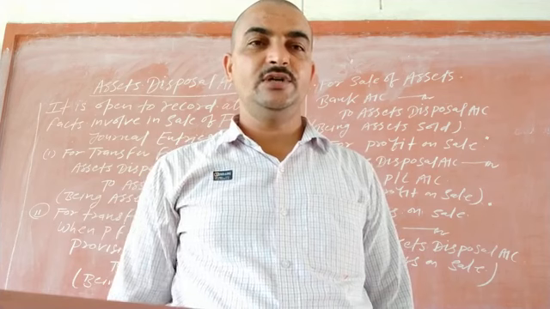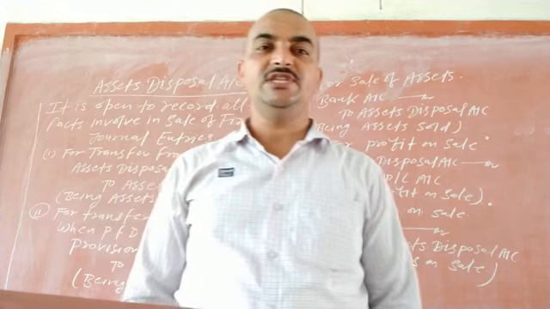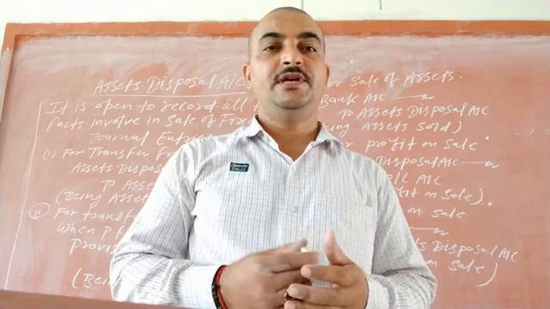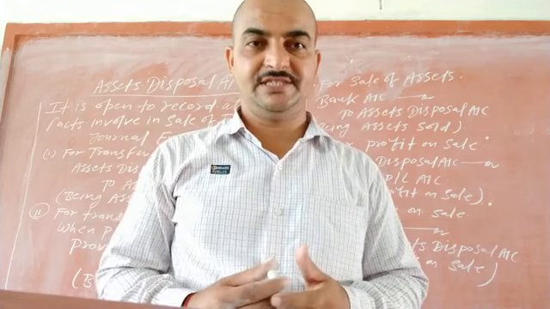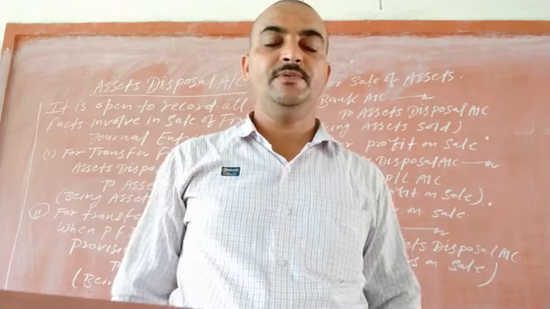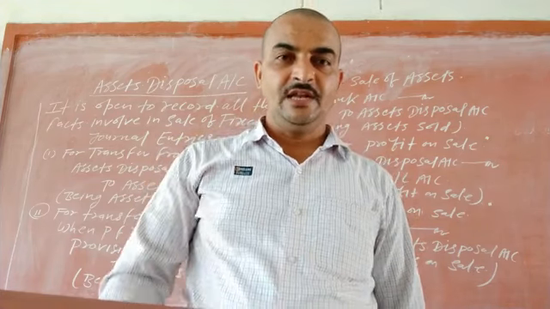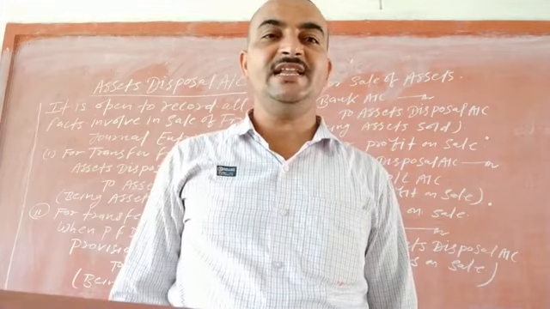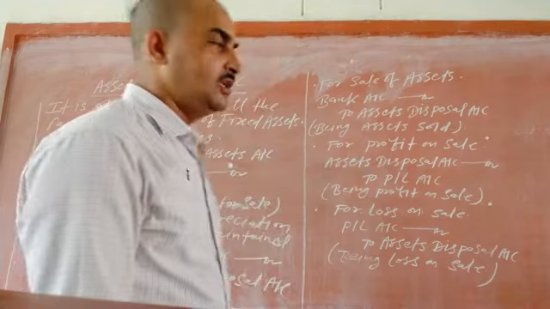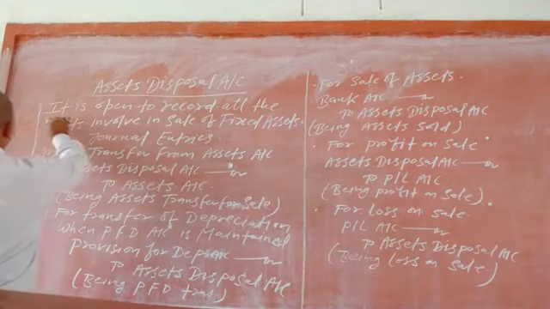And asset disposal account is prepared only for recording of disposal of machines or fixed assets. That is called selling of fixed assets. Now look at that. What journal entries are required in this? Now you can see the journal entry. Look at that. The first journal entry that I have put in.